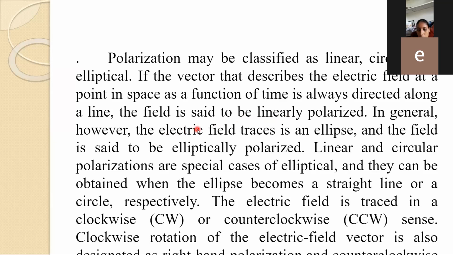So therefore, there are different types of polarization useful in different types of applications. Besides linear polarization, the antenna may also radiate circular or elliptically polarized waves. Why? Because circular polarization is popularly used in very high frequency and ultra high frequency applications.